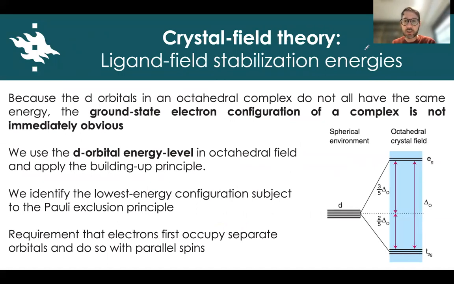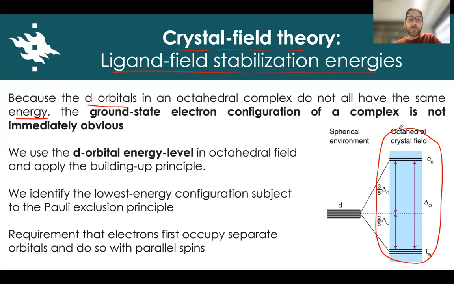Another important concept in the framework of crystal field theory, now that we understood and learned about the splitting of the d orbitals into two sets of energies, is the ligand field stabilization energies. So we have seen that this splitting of the d orbitals in an octahedral complex means that not all the d orbitals will have the same energy, right? So we have that the orbitals will have different energies in an octahedral geometry.